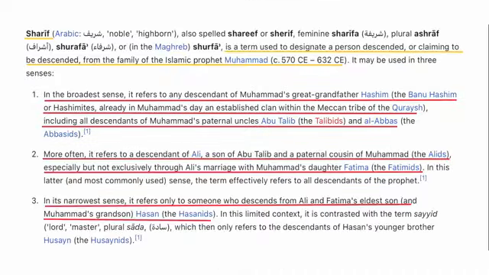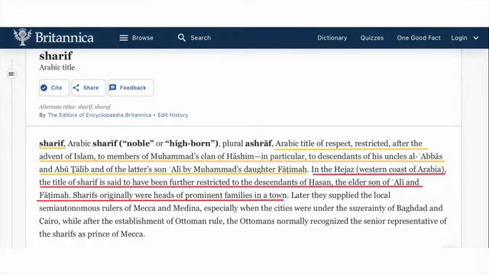And according to Britannica.com, Sharif, Arabic title of respect restricted after the advent of Islam to members of Muhammad's clan of Hashim, in particular to descendants of his uncle Al-Abbas and Abu Talib, and of the latter's son Ali by Muhammad's daughter Fatima. In the Hijaz, the title of Sharifs is said to have been further restricted to the descendants of Hassan, the elder son of Ali and Fatima. Sharifs originally were heads of prominent families in a town.